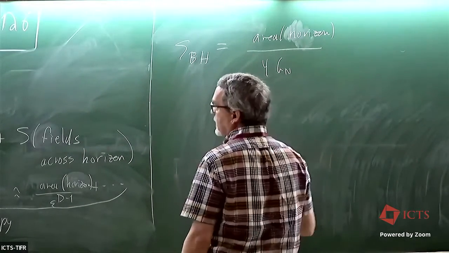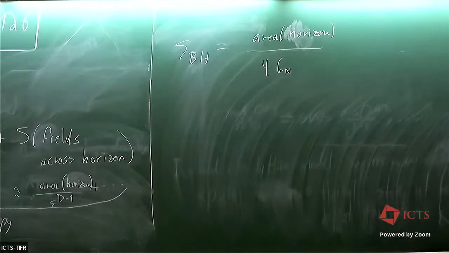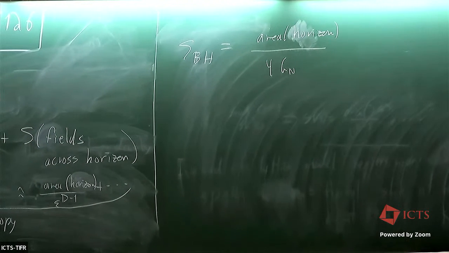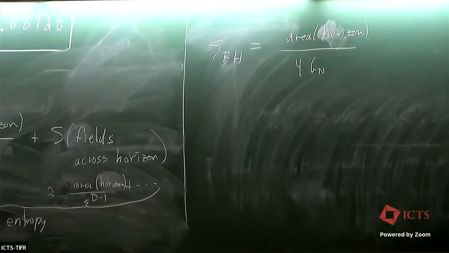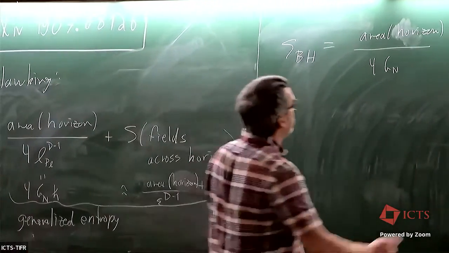So now I'm going to set h bar to 1 since I've been setting h bar to 1 in the rest of the things. The only reason I wrote the h bar here is to emphasize that this part is quantum gravity, so I wanted to write the h bar.